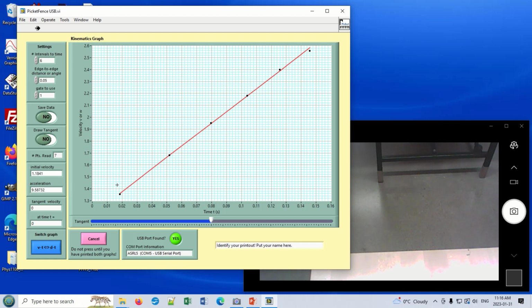If for any reason you decide you want to retake your data, the way you do that is you hit cancel, this button down here, and that gives you back this white arrow in the corner. And then you can press the white arrow, and you can take new data if you want to.